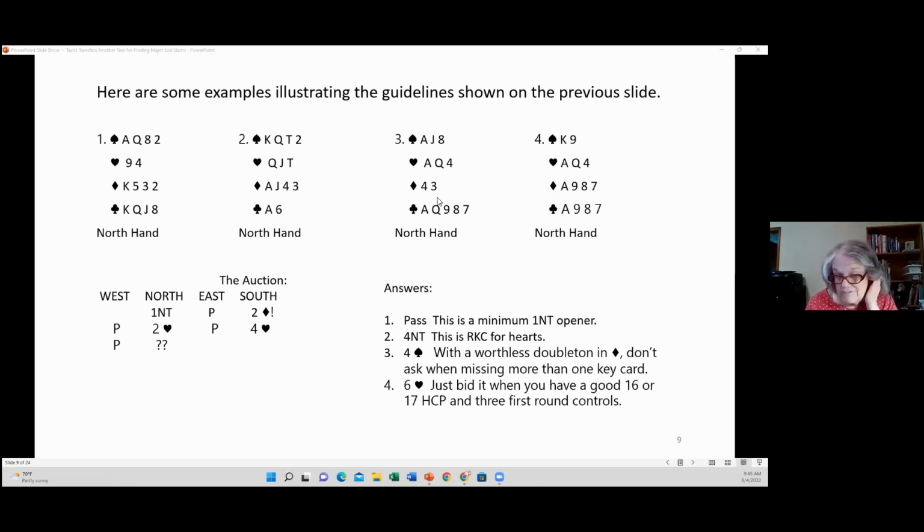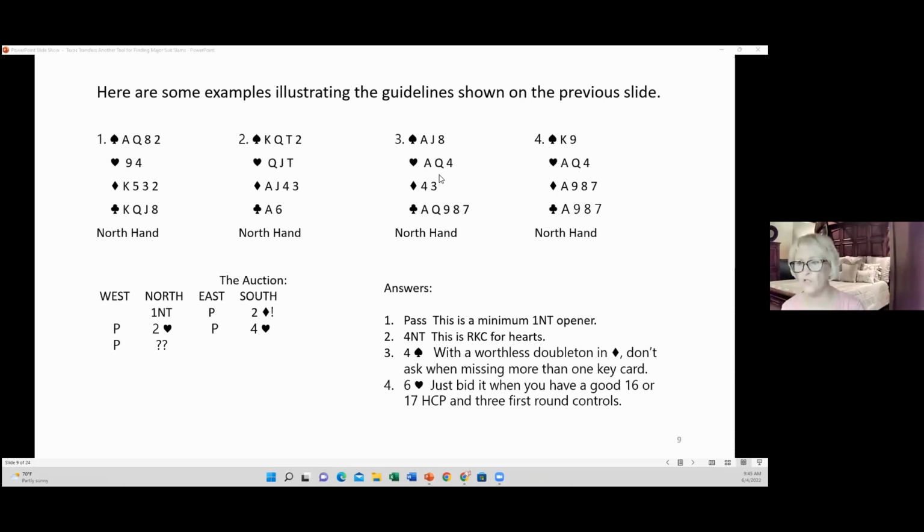But you have no way of finding out whether partner's one key card he shows you is the king of trumps or the ace of diamonds. Now, if you bid regular 4 no trump and he says 0, you're in a world of hurt. Now you have to stop in 5, don't you? But that's okay. You're at the 5 level.